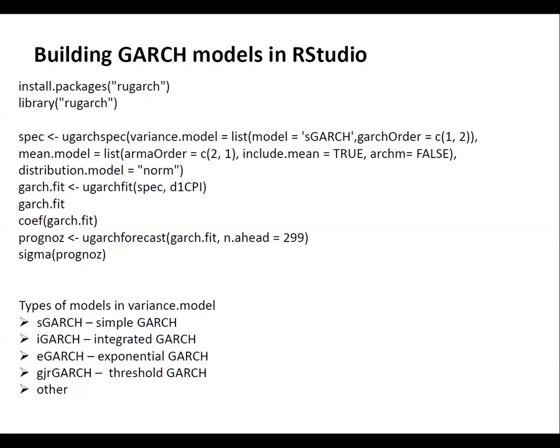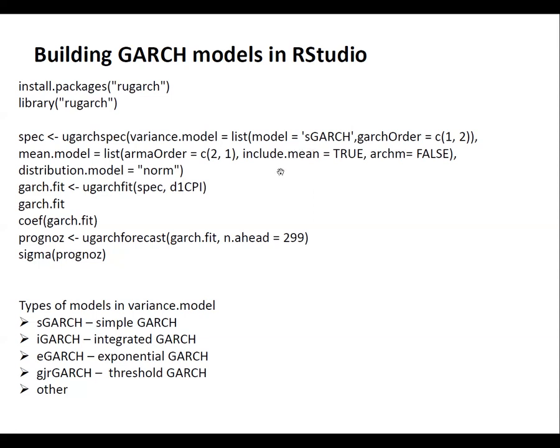It says variance.model. This is the variance model, and the model is equal to sGARCH if we want to build a simple GARCH. If we want to build an integrated GARCH, we write here iGARCH. Exponential GARCH, right here eGARCH. Threshold GARCH, we write here gjrGARCH. And instead of sGARCH, we also can write any other options.